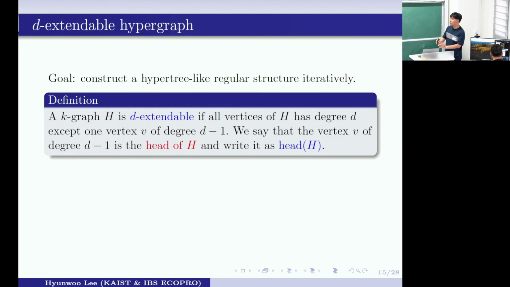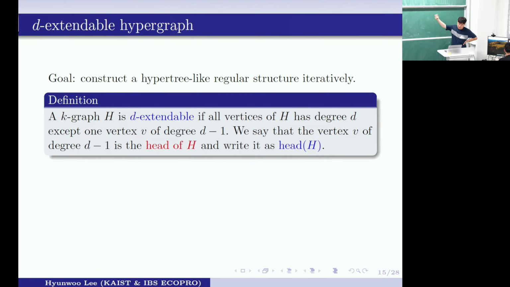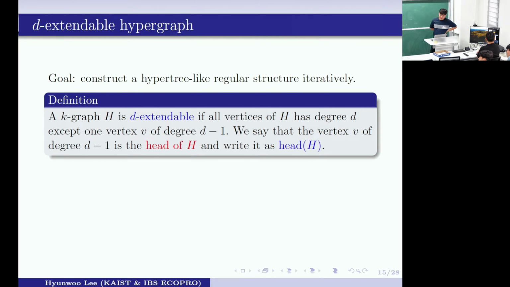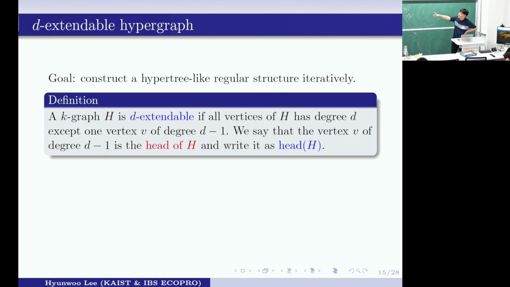So we may start with an almost regular one and define some operation on the graphs such that we can amplify this structure inductively into the hypertree-like structure. The definition of a D-extendable hypergraph is as follows. We say that H is D-extendable if all the vertices of H have degree D except one vertex V, which has degree exactly D minus 1. We call this vertex V the head of H and write it as head(H).